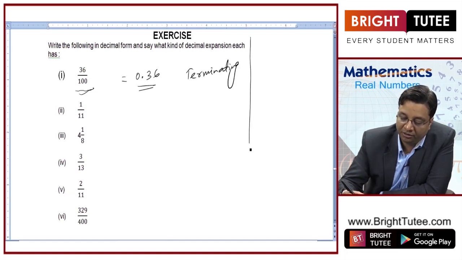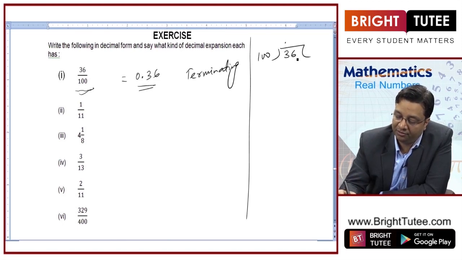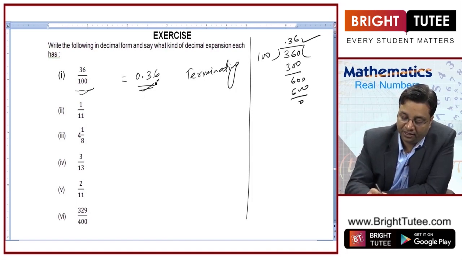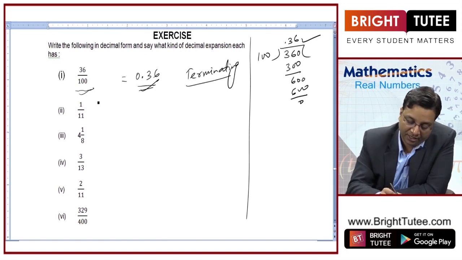Okay. What you can do is you can also show the working here. If you divide this number by 100, you will have a decimal here and then a 0 here, 300, then 60 is the remainder. So, you take a 0 here, 600, 0 is the remainder. So, this is the decimal expansion 0.36 and it is terminating type.